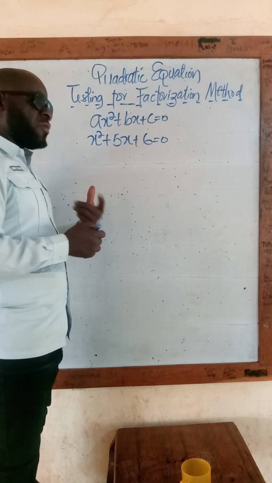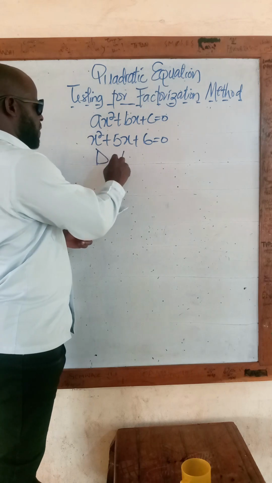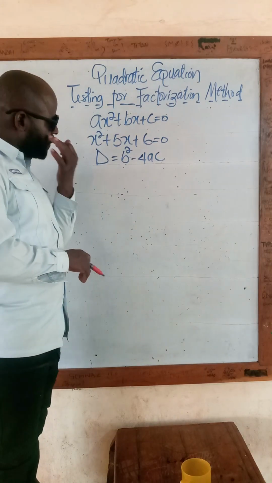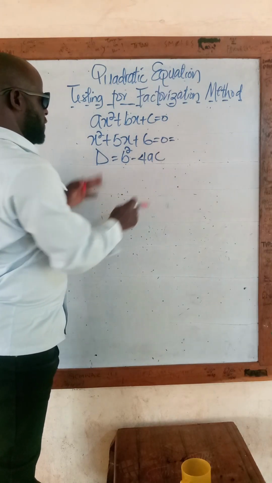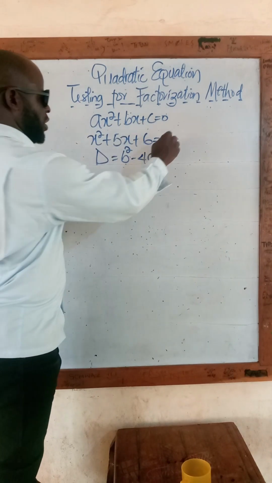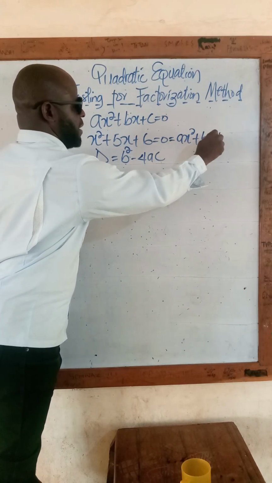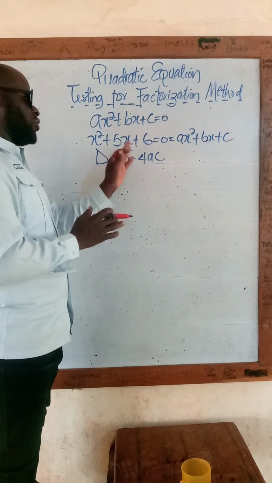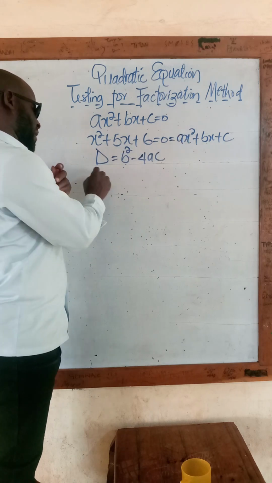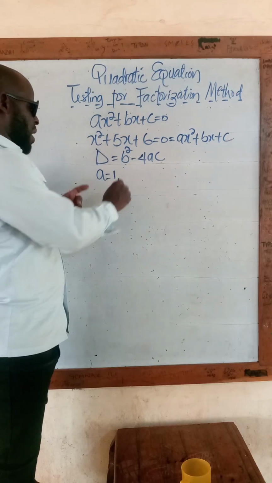Now, there is what we call discriminant. I believe you might have seen something like d equals b squared minus 4ac. Now, equate this to the general expression that exists for quadratic equation, which is ax squared plus bx plus c. Now, if you want to compare coefficients, the coefficient of x squared here is a, and that of x squared here is 1, meaning that a equals 1.